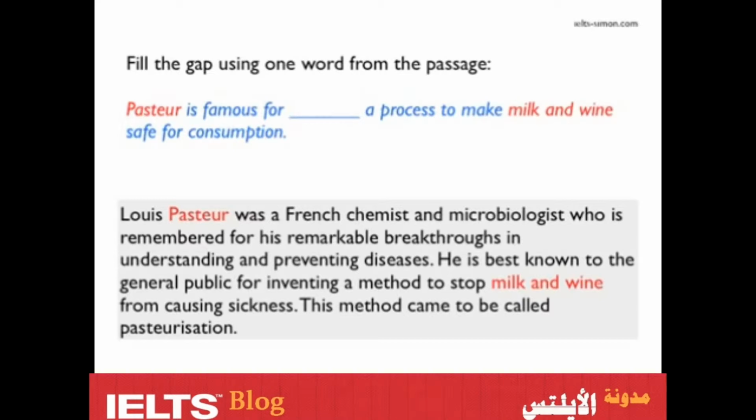So the first keywords we noticed were Pasteur and milk and wine. We know that we found the right part of the passage, and now we need to read the sentence about milk and wine more carefully.